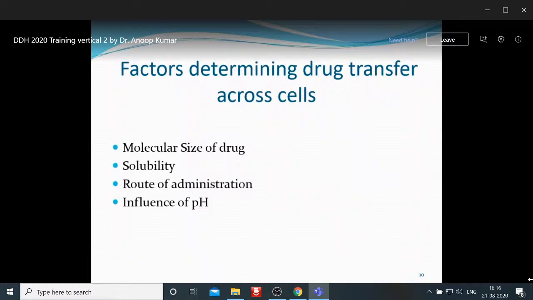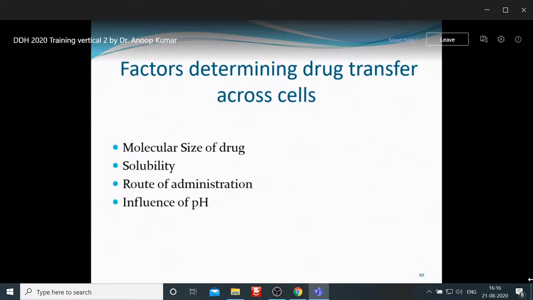Route of administration: if you are giving the drug through the IV route, then the absorption phase is not there. The IV route means you are directly injecting the molecule into the blood. So you can only predict distribution, metabolism, excretion, and toxicity.